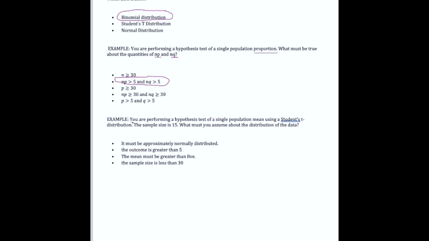Okay, last example. You are performing a hypothesis test of a single population mean, so we're looking at means again, and we're using a student t-distribution. The sample size is 15. What must you assume about the distribution of the data? Since the sample size is 15, and we need to make sure that when we run a t-test, either the sample size is greater than 30 or the underlying distribution is normal, this doesn't satisfy the sample size requirement, so we have to make sure that the underlying distribution is approximately normal.